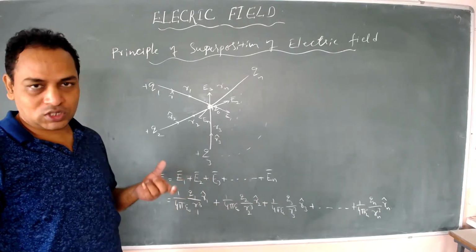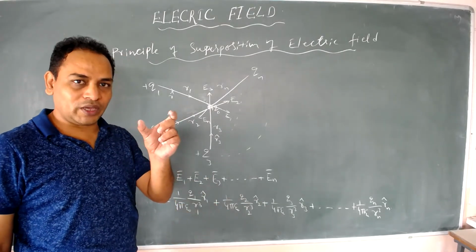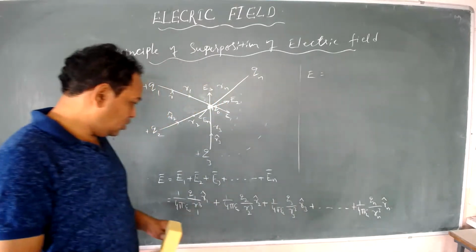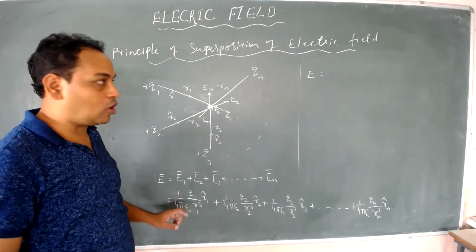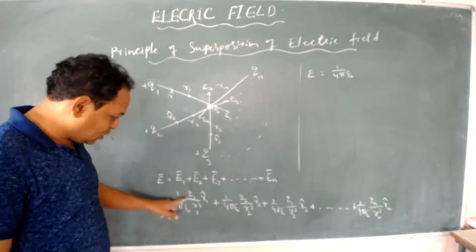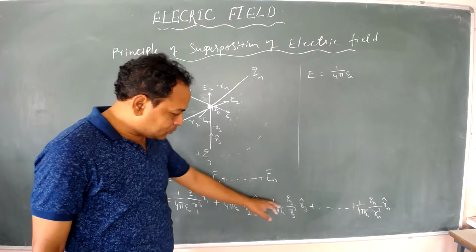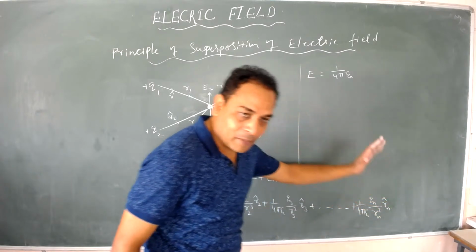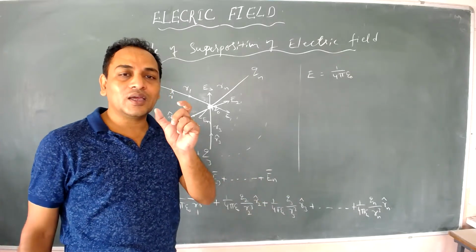This can be written in a simpler form, as we have written in a previous case also, in terms of summation. That means we will make it in a short form. E is equal to, here we can take common 1 by 4 pi epsilon naught. If I take it common, then what is left here? Q1 by R1 cube R1 cap. Similarly here Q2 by R2 cube R2 cap, Q3 by R3 cube R3 cap, and so on up to Qn by Rn cube Rn cap. So all of these, 1, 2, 3, 4, there are so many, so I can write this in one general form.